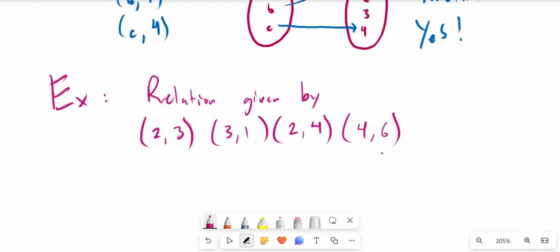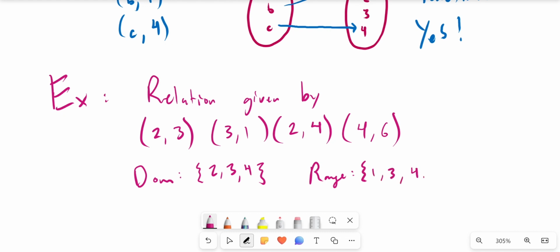So what would my domain be? Well, it would be the set of numbers 2, 3, and 4. That's all that gets used. What would my range be? It would be the values that got hit. 1, 3, 4, and 6 all get hit.